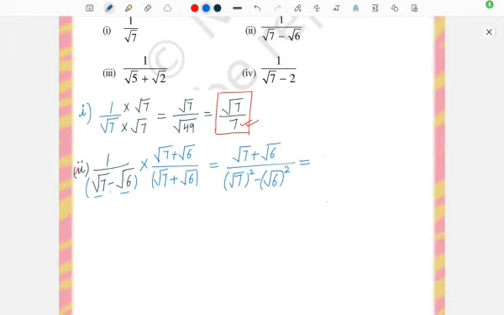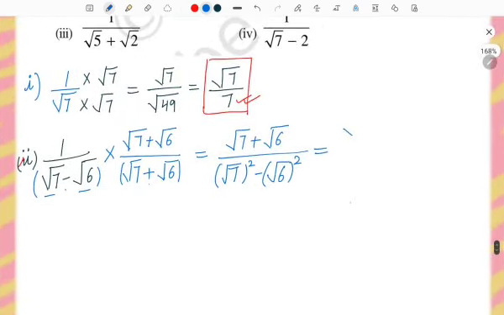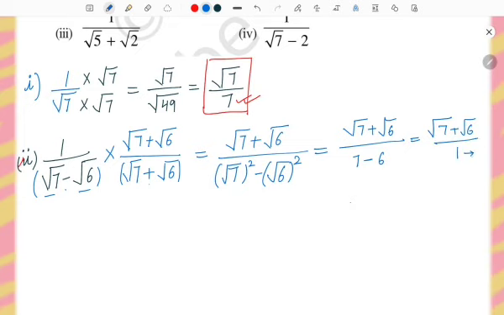So the answer will become root 7 plus root 6 upon root 7 into root 7 is 7 minus square of root 6 is 6. So this becomes root 7 plus root 6 upon 1. The denominator became a rational number, so the rationalization of the denominator for this part was successful, of course.